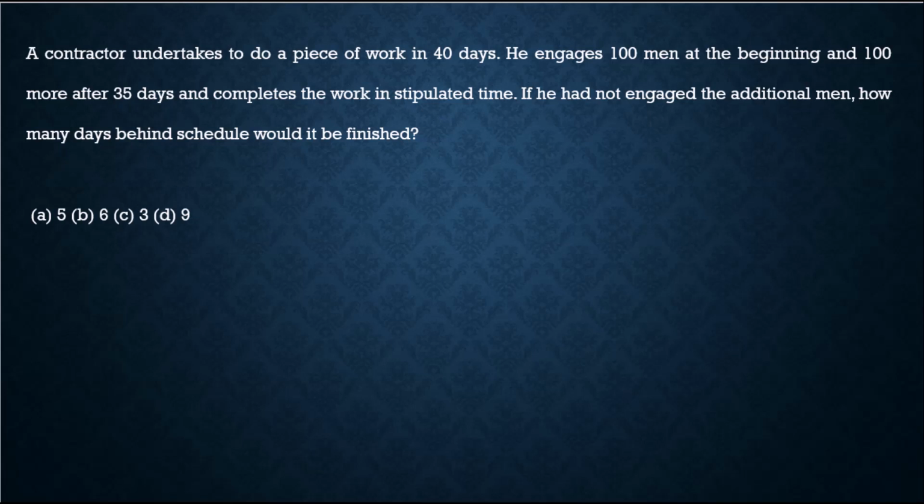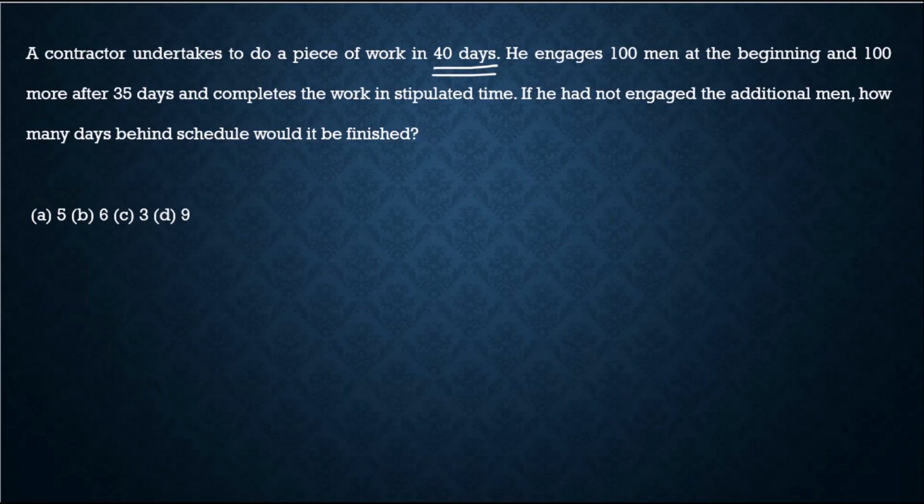Then the next question was, a contractor undertakes to do a piece of work in 40 days. That means he is interested to finish that particular work in 40 days. He engages 100 men in the beginning. For the beginning days, he engages 100 men, 100 more men after 35 days. That means for the first 35 days, he employed 100 men only. After that, he employed 100 more men. That means 200 men for the later days.